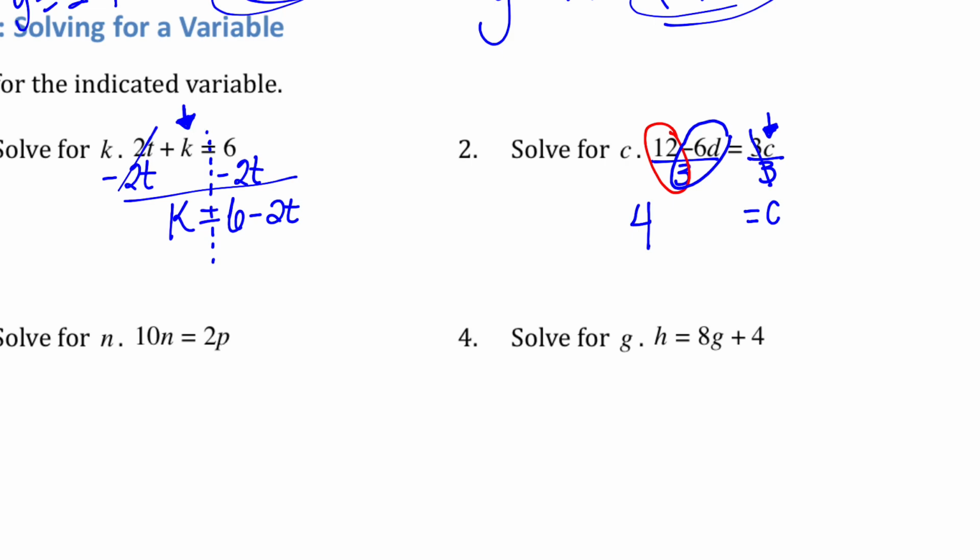Negative 3d. Sorry, negative 6d divided by 3. I might have said negative 3d. I meant to say negative 6d. Negative 2 what? Negative 2d.